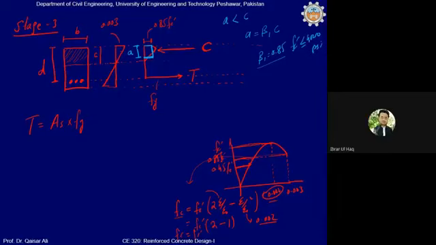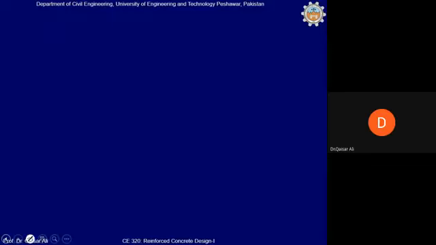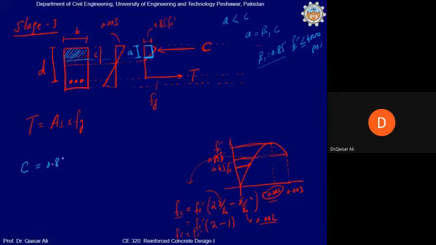Now that we have replaced the actual stress distribution with a rectangular stress block, the calculations become very simple. Now tell me, what will be the value of C? What will be the compressive force? 0.85 multiplied by A multiplied by Fc prime. Yes, since the stress is uniform, it will be equal to stress 0.85 Fc prime multiplied by the area on which this stress is acting, so it is B into A.